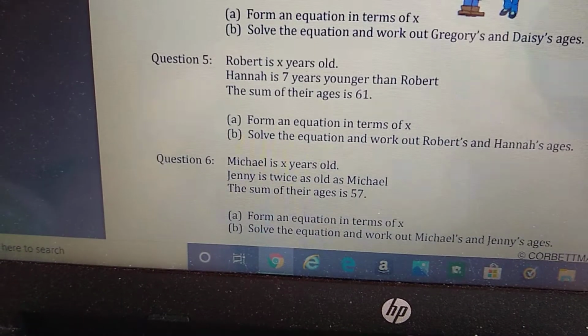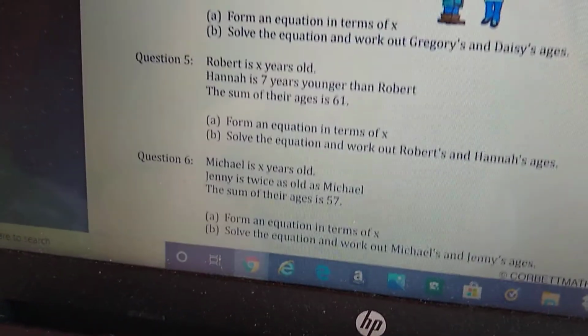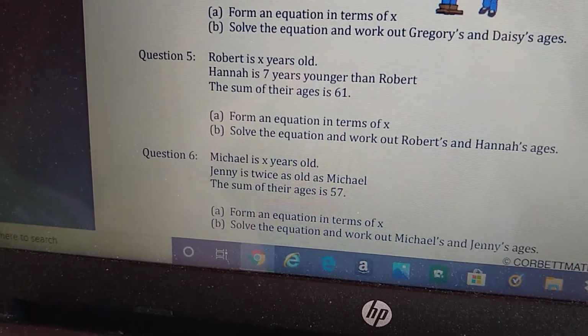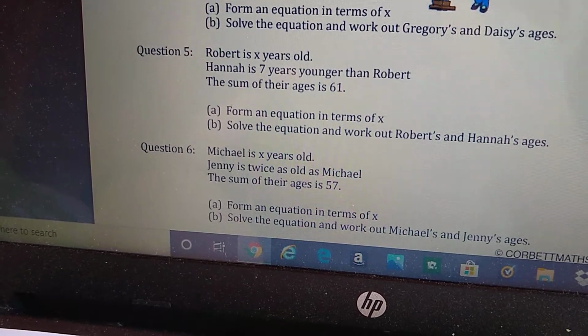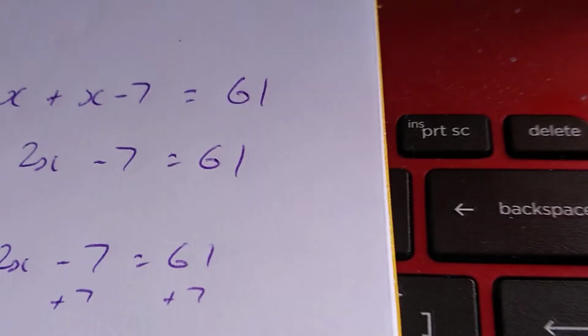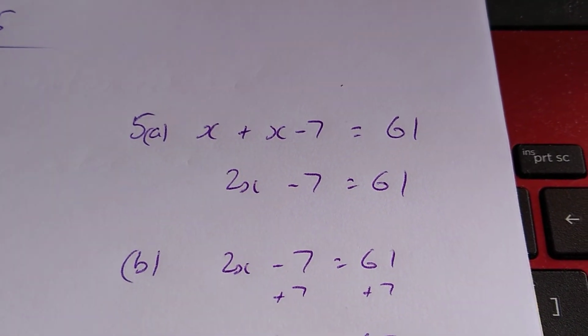Right, question number 5. Where are we? Robert is X years old. Hannah is 7 years younger than Robert. So again, let's just go random number generator. Robert might be 36. So Hannah would be 36 take 7. Robert might be 73. Hannah would be 73 minus 7. So if Robert's X years old, then Hannah's X minus 7 years old.